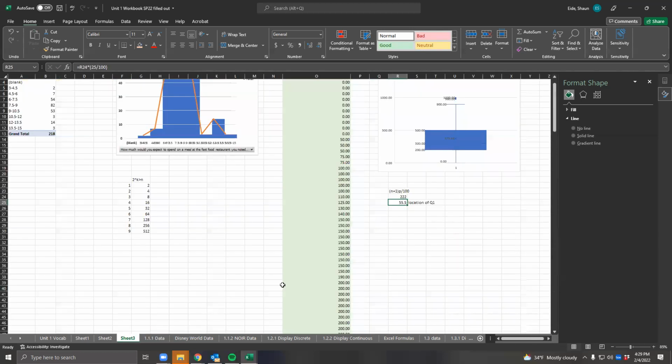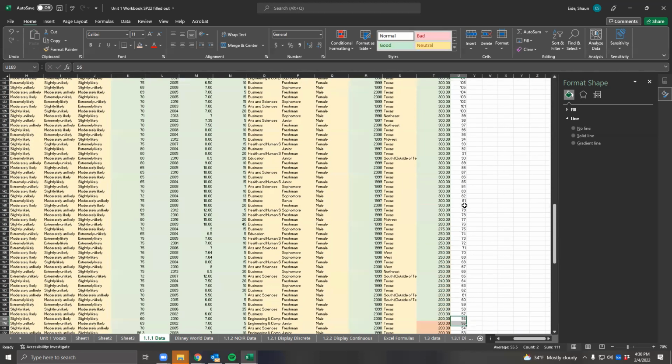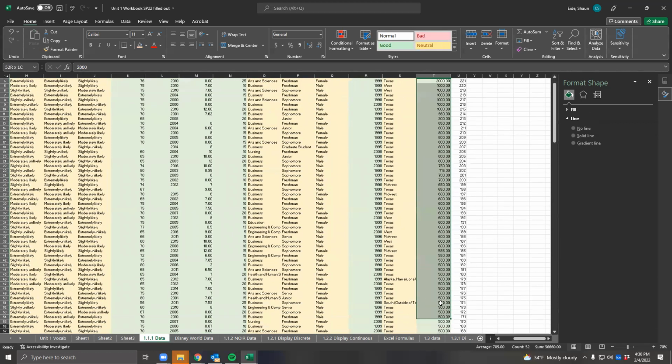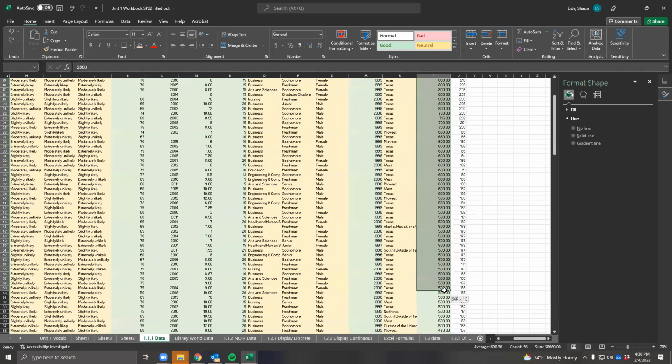And then let's see here. We need to do location of Q3. So location of Q3 is going to be equals 222 multiplied by 75 divided by 100. So it's 166.5. So we're going to go back to our data and find 166.5. So 167. So all of these.